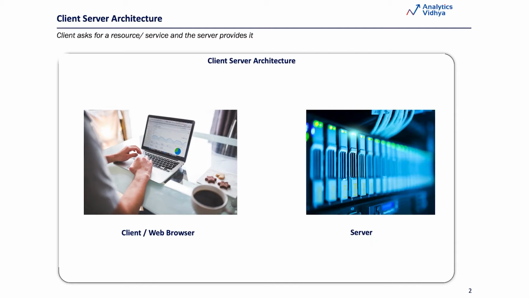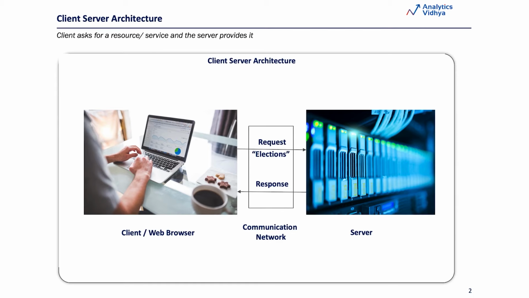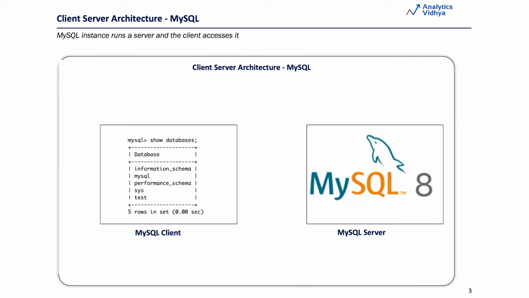There is a server of Google which is waiting for your request. When you Google elections, the browser creates a request and sends it to the Google server that you search for elections. Now the Google server creates a response page and sends it back to you. This communication is done via your internet cable, which is the communication network in this case. This is a very general architecture and used in many other situations.